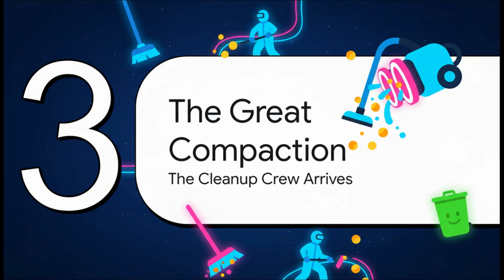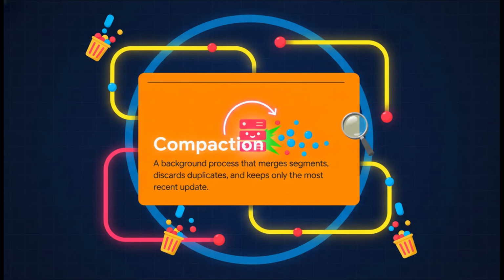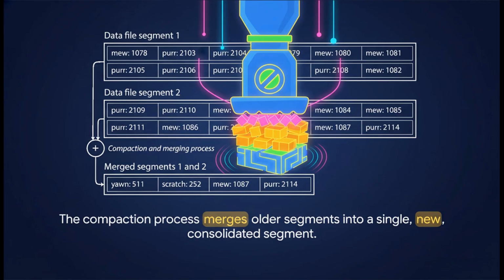Well, we bring in the janitors. We initiate the great compaction. This is compaction. You can think of it as a background garbage collection process that just cleans up the mess we've made. And this right here illustrates the power move perfectly. The database takes that whole stack of old messy bricks, crushes them all together, and spits out one ultra-dense, perfectly organized super brick. All the junk is gone.